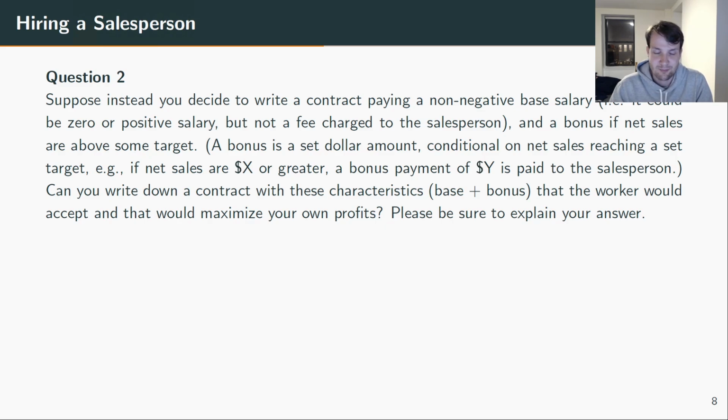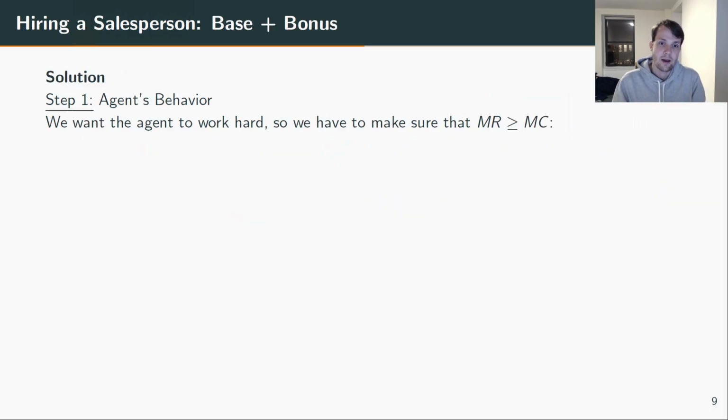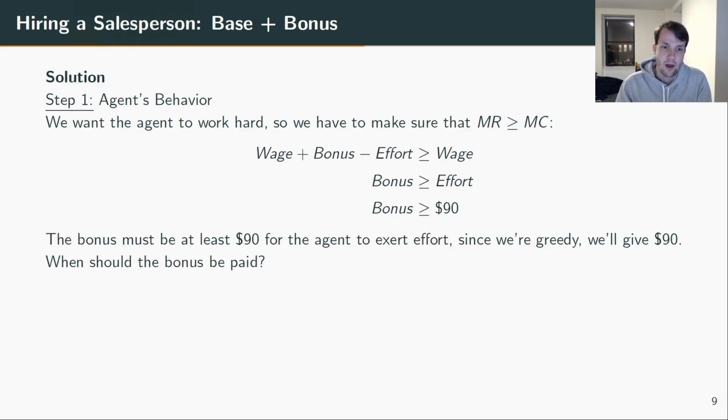And again, since we're asked to explain our answer, we're going to be very careful in laying out everything along the way. Again, we're going to start with the agent's behavior. We know that working hard makes sense economically: the marginal revenue, or the additional money that can be made from working hard, is greater than the cost. So we want to make sure that the marginal revenue is really greater than the marginal cost. How do we do this?